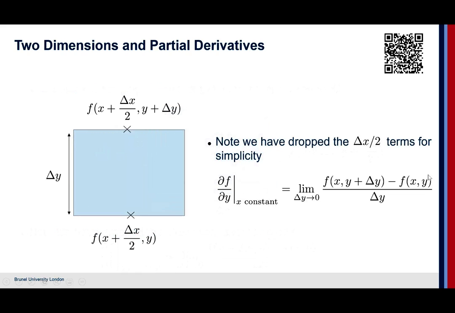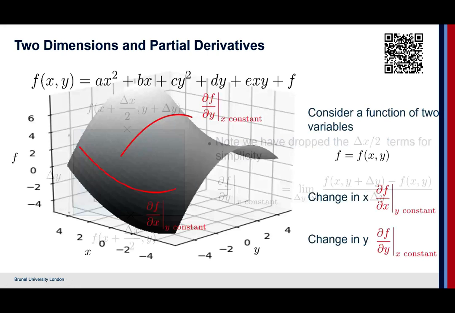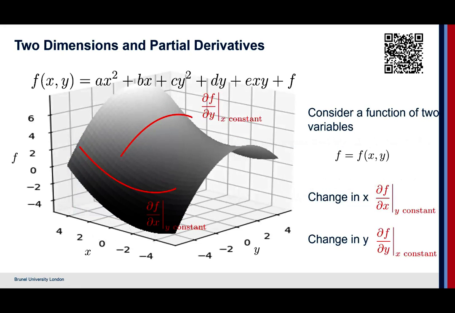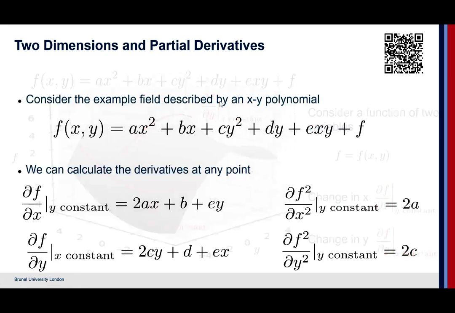Do the same thing in y, that's the difference between f at y plus delta y minus f at y, divided by delta y, and again as the element gets smaller and smaller until eventually it becomes a point. And this allows us to define derivatives, changes df/dx and df/dy, and these are basically lines that are constant in x and y moving across that surface. So hopefully you're all familiar with those. And then just mathematically, if you work through that process for this polynomial, we get expressions for the first derivative and second derivative for this polynomial surface.